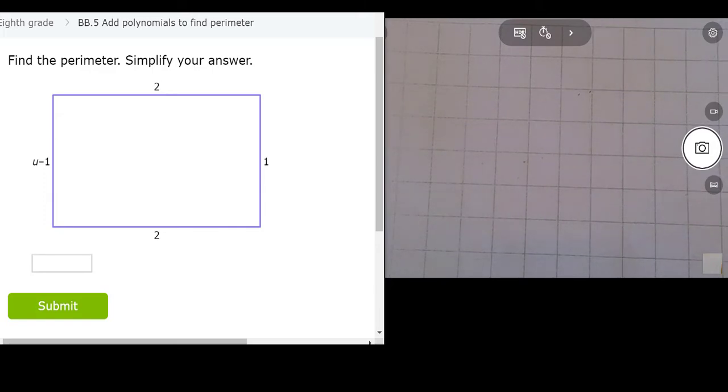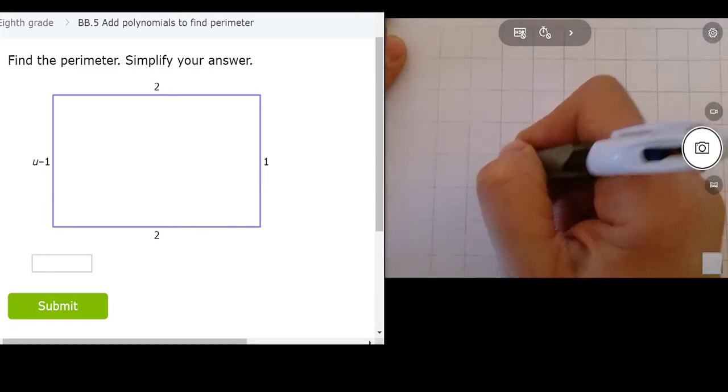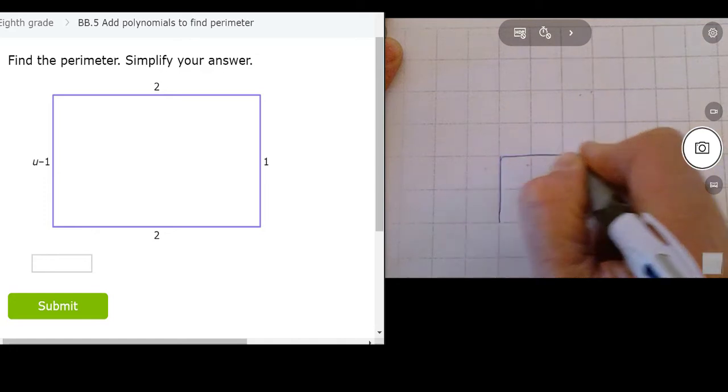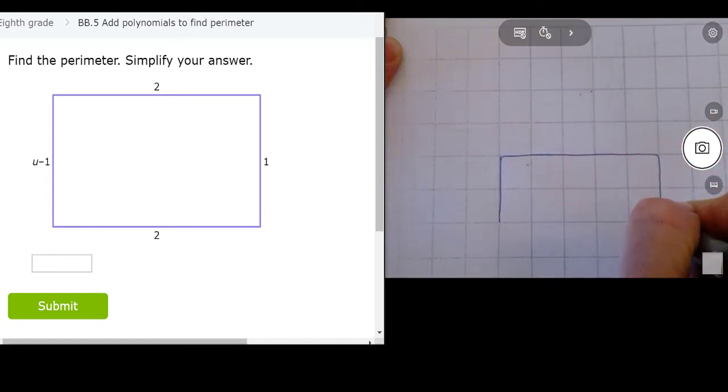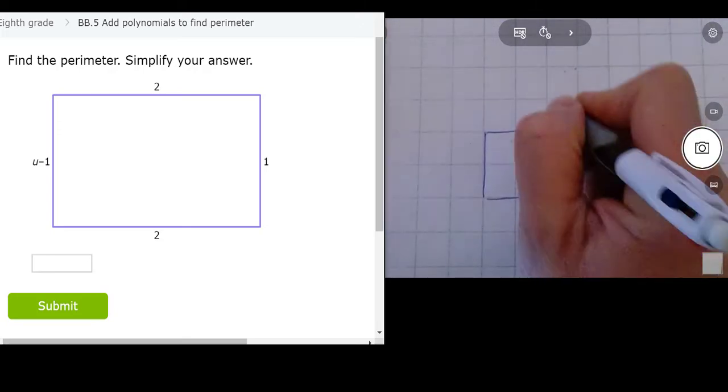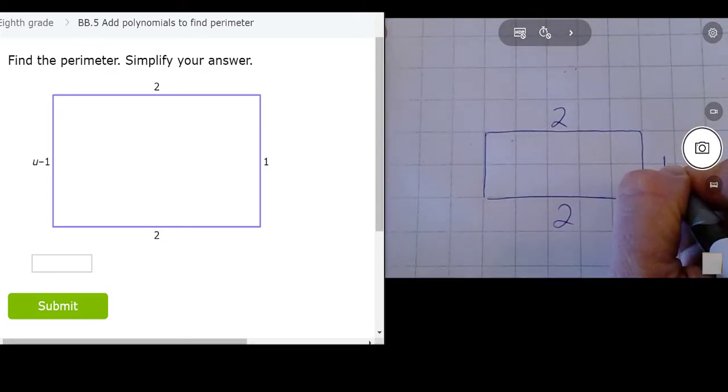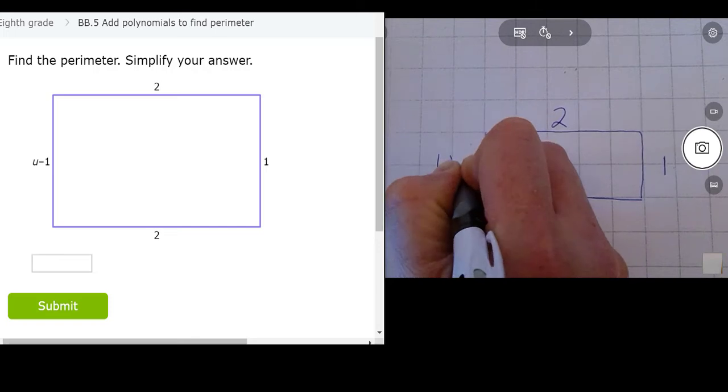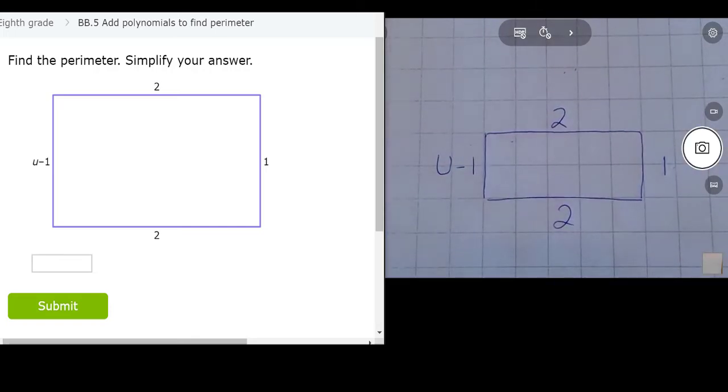All right, for the next one, let's go ahead and I'm going to draw a rectangle on my paper that will kind of represent what we have here. And I'll label 2, 2, 1, and then we have a variable minus 1. So we kind of have an expression as one of the sides.